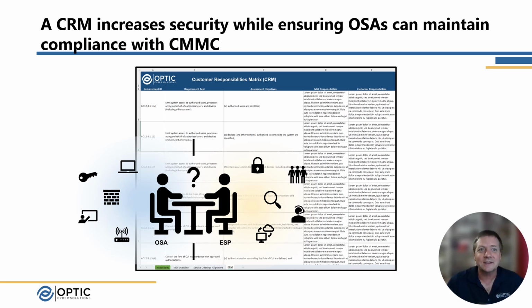As we discussed, CRMs are critical communication tools between ESPs and their customers. CRMs enable transparency by describing responsibilities for ensuring CMMC security requirements are properly implemented. It supports compliance requirements by eliminating ambiguity and misunderstandings between service providers and customers. CRMs also demonstrate an ESP's commitment to cybersecurity and protecting their customers from cyber threats.